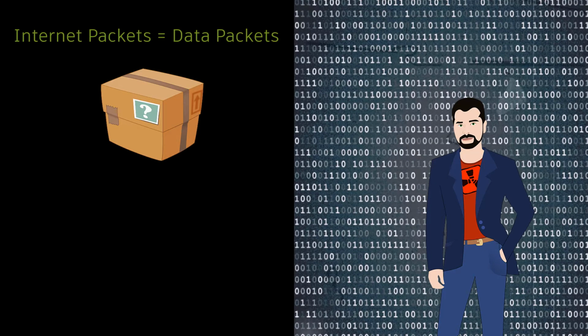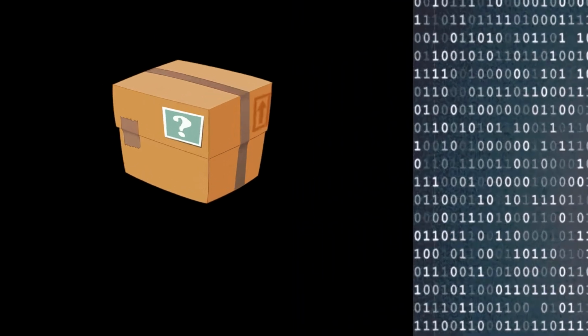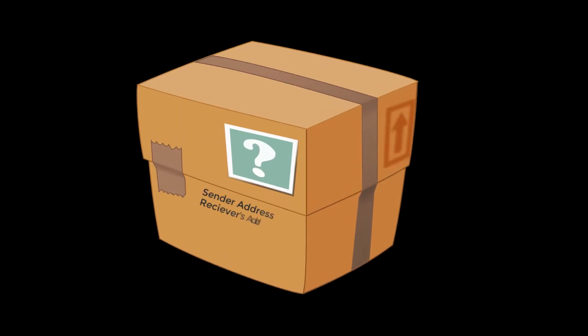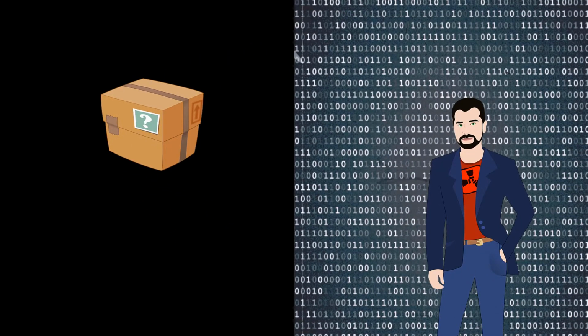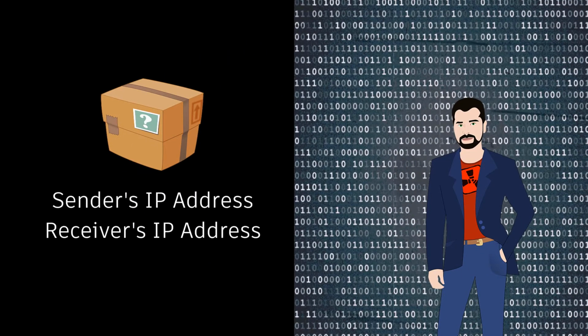Just as we do in real life, when we ship a package to someone, we need to indicate our own and the receiver's addresses, right? In the case of network communications, IP addresses are used to indicate who is sending the data packets and who needs to receive them.